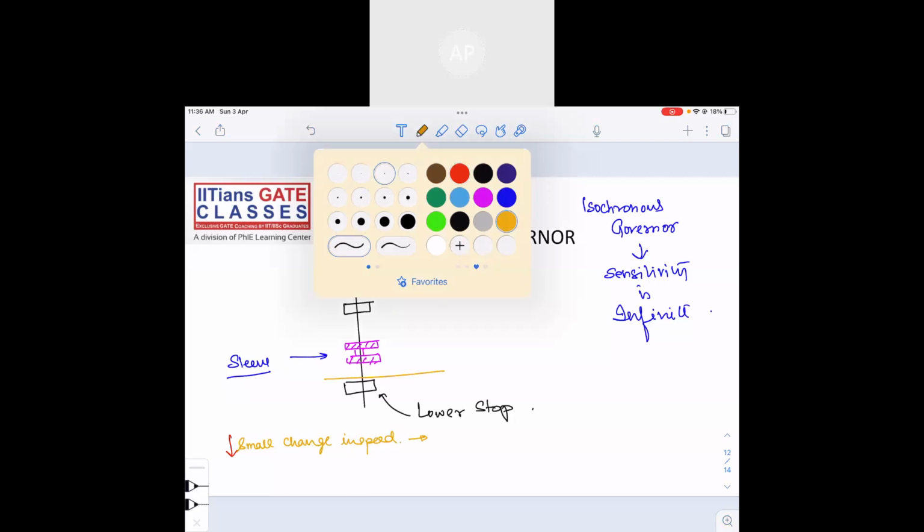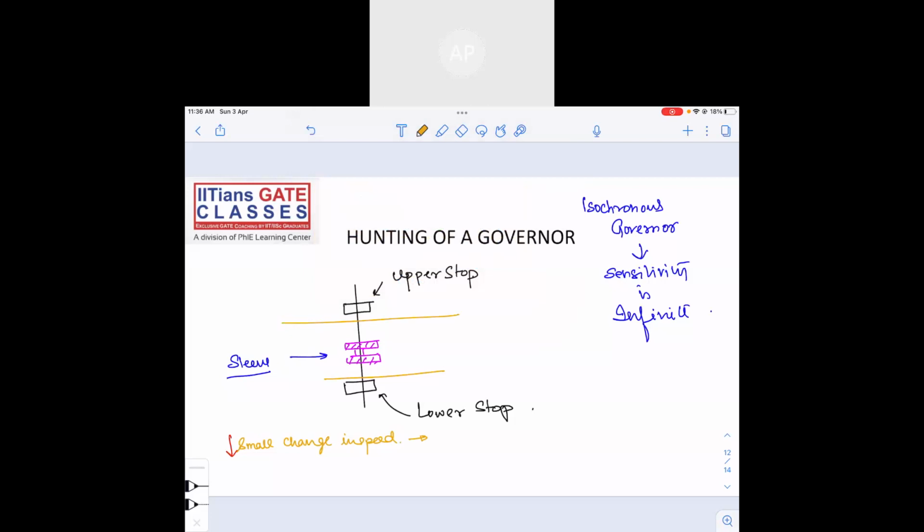It will sense more, right? So instead of moving a little bit, it will move quite high. So if it moves quite high, what is going to happen? The fuel valve will close much more than required, so automatically the fuel supply will decrease sharply.